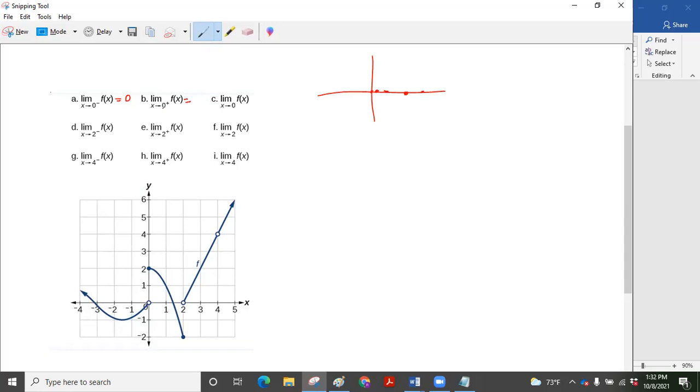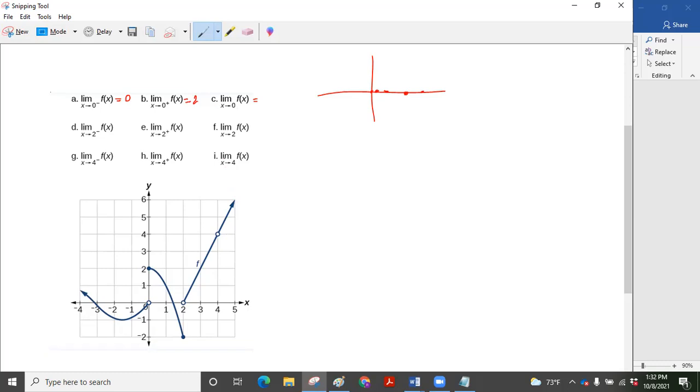B is asking what is the limit as x approaches 0 from the right. So we're coming in from the right, and we see that the y value here is 2. So we're going to say that's 2. And the limit as x approaches 0 generally: since it hasn't mentioned the subscripts, whether to come from the left or from the right, we have to check both. So we have to come from the left and from the right, and then check if both of those match. If they don't match, we're going to say it doesn't exist. If they do match, we're going to say it exists at that value.